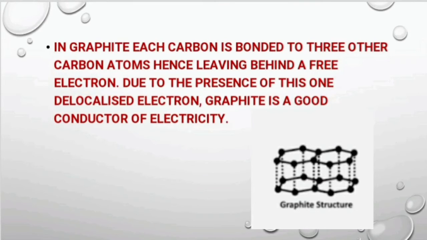Why is graphite a good conductor of electricity? In graphite, each carbon is bonded to 3 other carbon atoms. 3 electrons are used in the bonds and 1 electron is free. So every carbon atom in graphite has 1 free electron. Now the presence of these large numbers of free electrons will make graphite a good conductor of electricity.